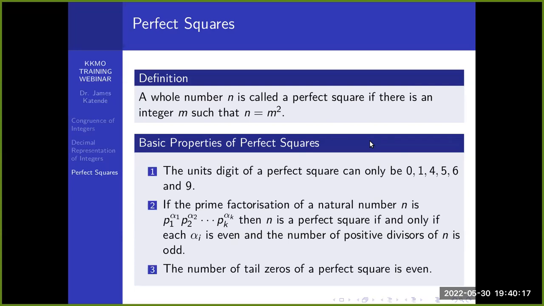Okay. So the number of tail zeros of a perfect square is always even. If a perfect square ends in zeros, the number of zeros at the end must be even. For instance, 1,000 cannot be a perfect square. Already we know that, but you can see the number of zeros it has is odd. For it to be a perfect square, you need an even number of zeros at the tail end. So you already know that 100 is 10 squared. As long as a perfect square has zeros at the end, there must be an even number of them.